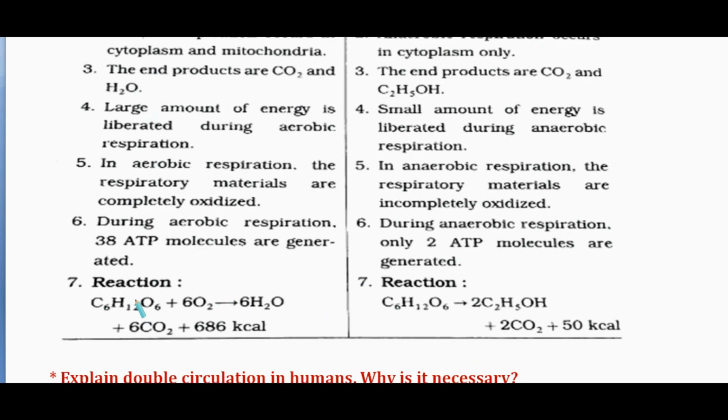This is the respiration reaction: C6H12O6 plus 6O2 gives 6H2O plus 6CO2 plus 686 kilocalories or 38 ATPs. In anaerobic respiration, C6H12O6 becomes 2C2H5OH plus 2CO2 plus 50 calories. You can write the points according to marking. If the question is 4 marks, then you can write 4 differences between them.